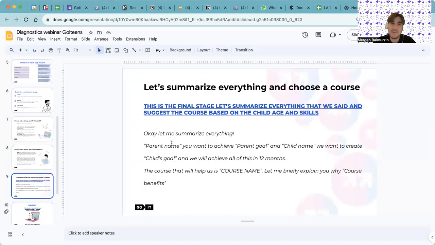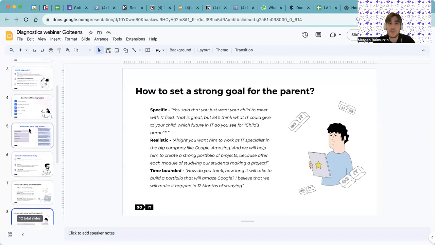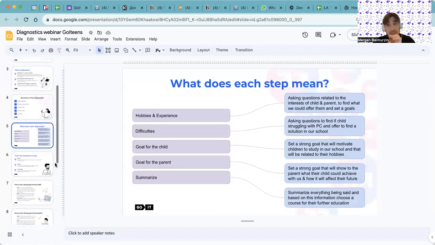Summarize is basically repeating everything that we discussed during the diagnostics in 1 or 2 sentences, so we can remind the customer that, hey, we have this goal, we have discussed this, so they will fix it in their brain. Once you explain the differences in goals and steps of diagnostics, pay a lot of attention to the goals. They must know how to set a strong goal, and they must know what is a weak goal and what is a strong goal. A weak goal is not specific, doesn't have an explanation of how we will achieve it, and doesn't have the final destination. A strong goal has all of these 3 points.